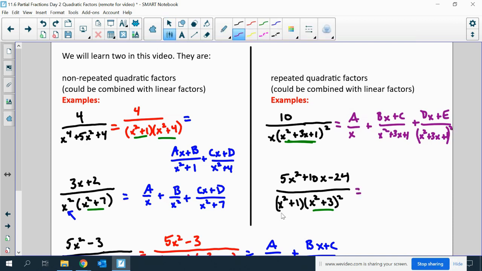Then this one down here, I have a quadratic term and then another quadratic term that's repeated. So I have Ax + B over x squared + 1. That one only shows up once. Cx + D over x squared + 3. That one shows up twice, so I have it showing up once there. And then I have Ex + F over (x squared + 3), the quantity squared.